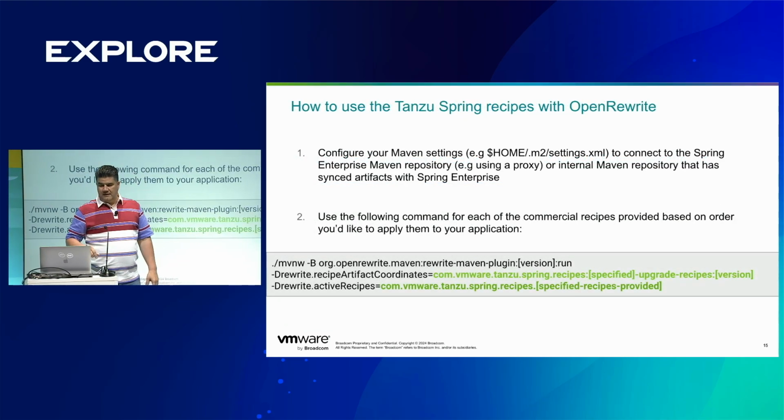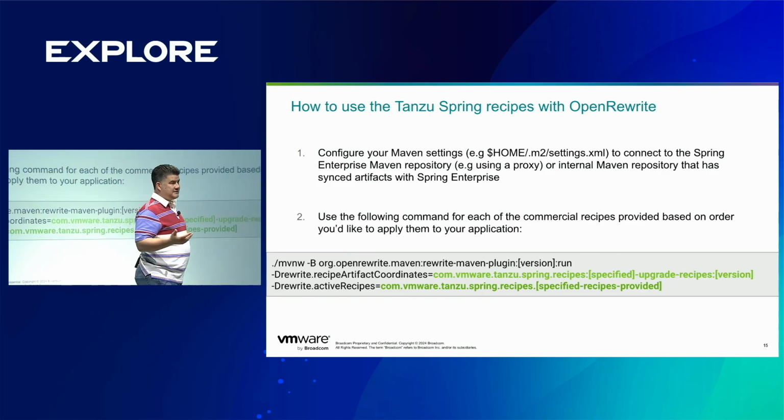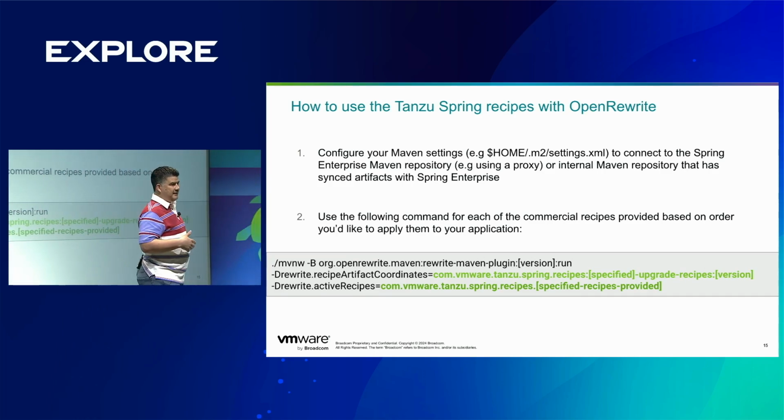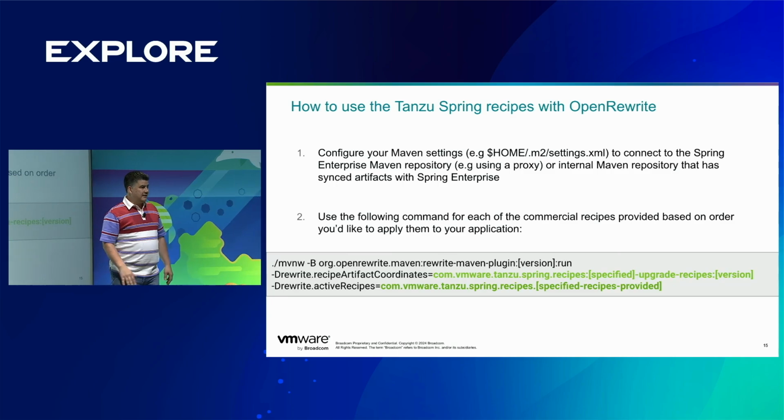Okay. Now, like I said, you can actually use our commercial recipes directly. So if you already are using OpenRewrite, maybe you've already got that effort internally, definitely this is something that you can do using the Maven plugin right out of the box. You add our commercial recipes to your overall recipe list.